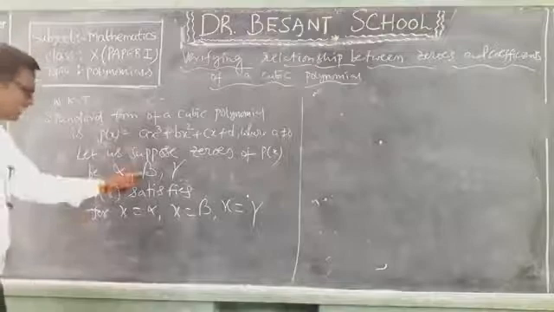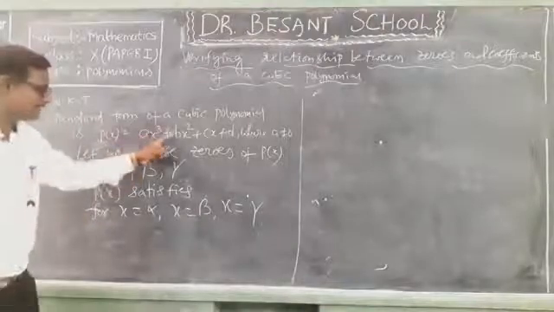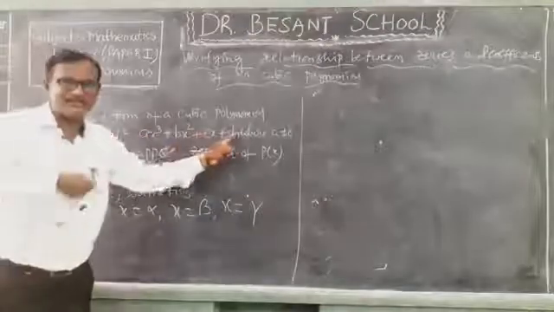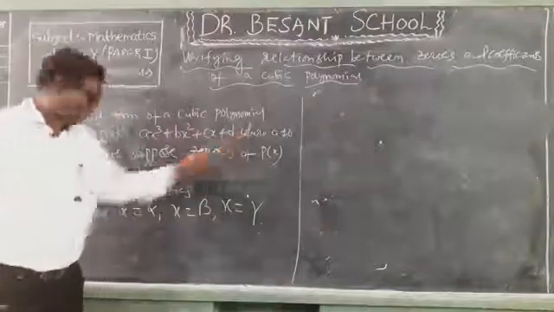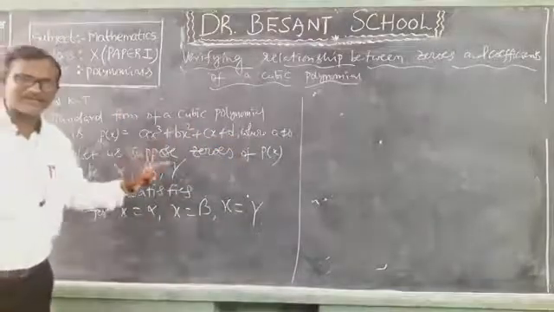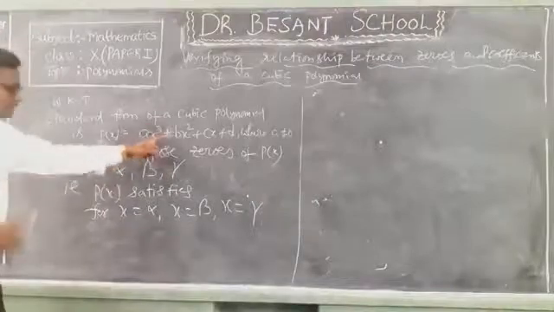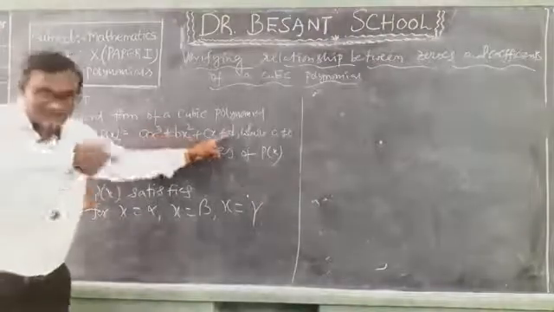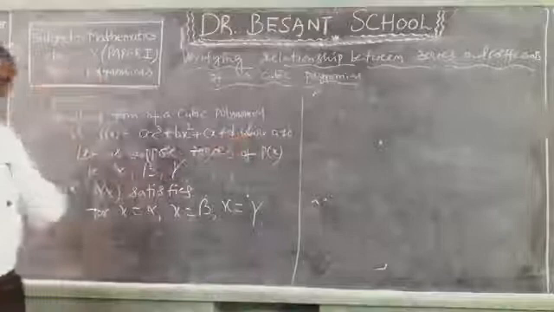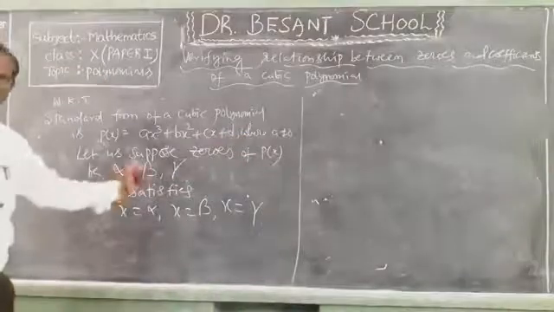Similarly, p of beta is equal to a beta cube plus b beta square plus c beta plus d is equal to 0. Why? Because this beta is a zero of this polynomial. Similarly, p of gamma is equal to a gamma cube plus b gamma square plus c gamma plus d is equal to 0. Why? Because this is a zero of this polynomial. That is the meaning of this one.